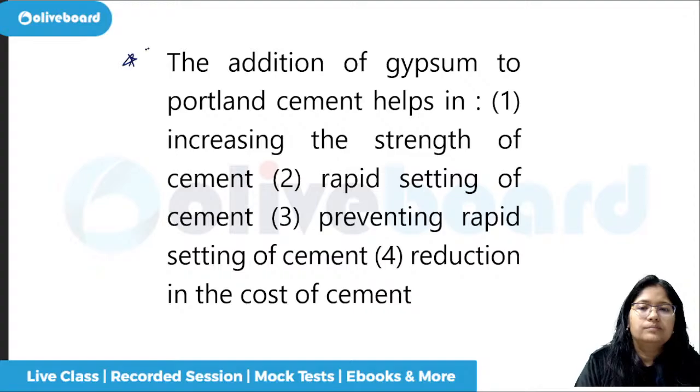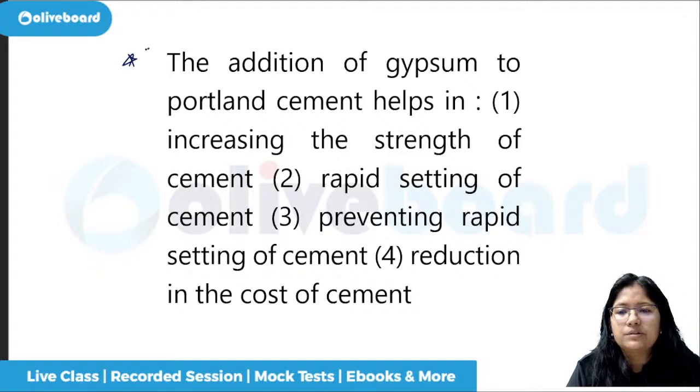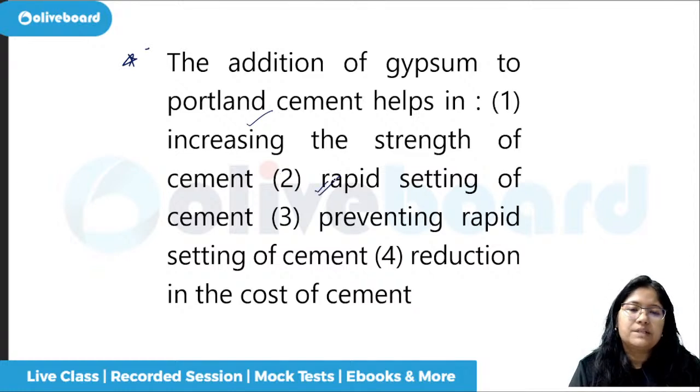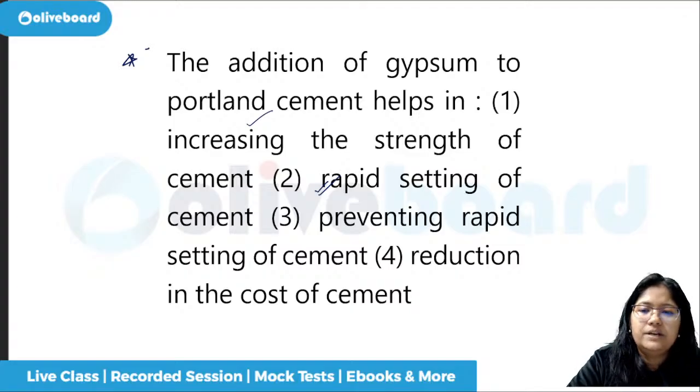Next question. You must have heard about gypsum. The addition of gypsum to Portland cement helps in increasing the strength, or helps in rapid settling of the cement, or prevents rapid settling of the cement. Without it, the cement will instantly become hard and cannot be used. So it is used to prevent the rapid setting of the cement.